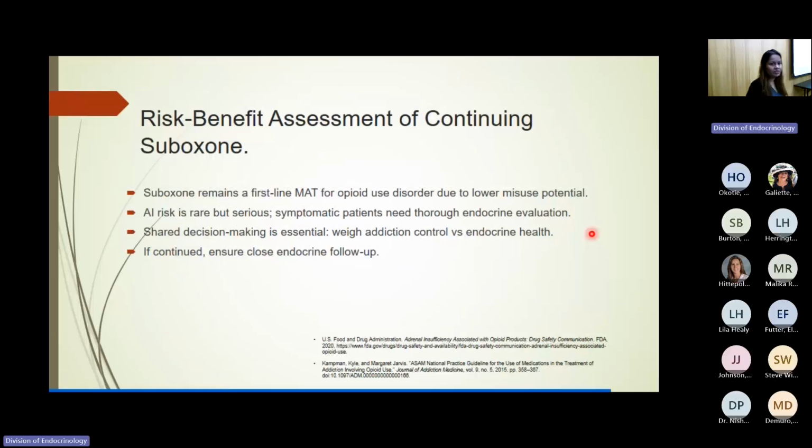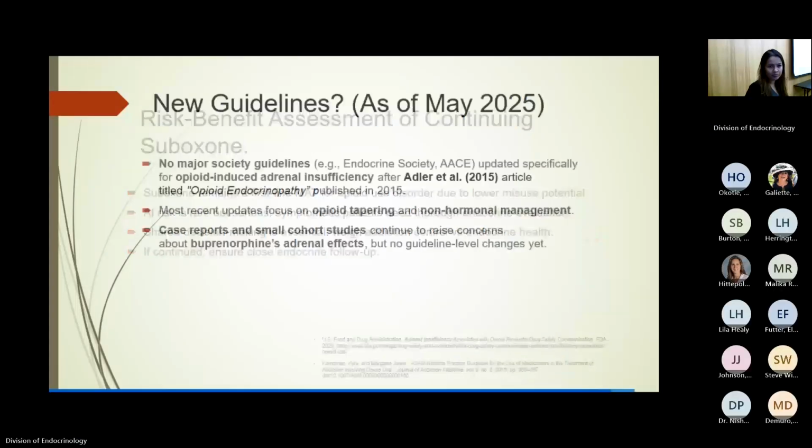So, risk-benefit assessment of continuing Suboxone. Suboxone remains a first-line MAT for opioid use disorder due to lower misuse potential. Adrenal insufficiency risk is rare but serious. Symptomatic patients need thorough endocrine evaluation. Shared decision-making is essential. Weigh addiction control versus endocrine health. If continued, ensure close endocrine follow-up.